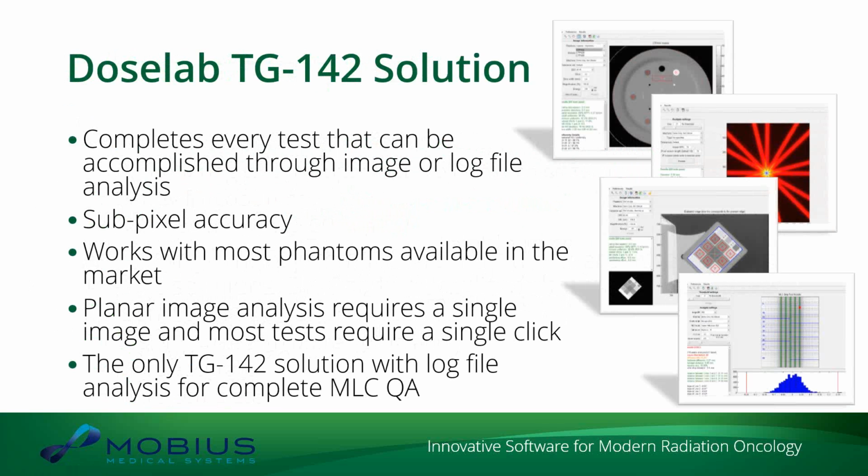The software offers sub-pixel accuracy, which is generally better than what you're going to find in anything else out there. There are some really neat algorithms that Dr. Childress worked on to be able to do that. He also designed it to be fairly open to use with other phantoms you might have. It works with pretty much all the phantoms available on the market for both planar imaging QA and cone beam CT. He designed it to be as fast as possible; for example, the planar image analysis only requires a single image, where other solutions require more than one.